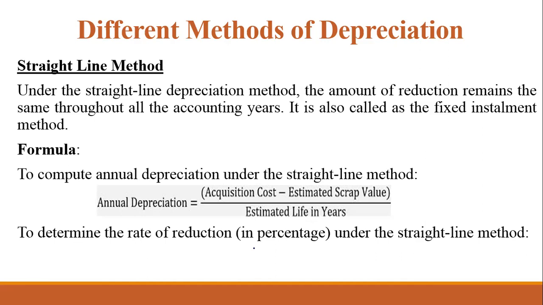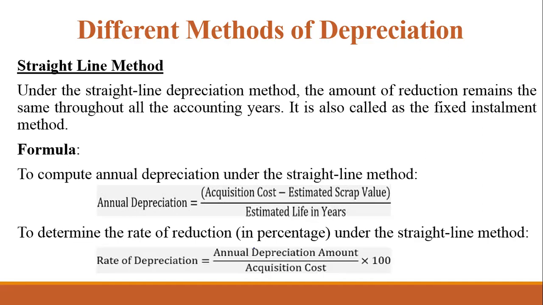And to determine the rate of reduction, yan yung sa percentage, under the straight line method, we have the rate of depreciation equals to the annual depreciation amount over the acquisition cost times 100. Kasi we are getting the rate of our depreciation. Where acquisition cost includes the expenses incurred on purchase, transportation, and installation of the asset. Okay, so that is what we mean by straight line method.